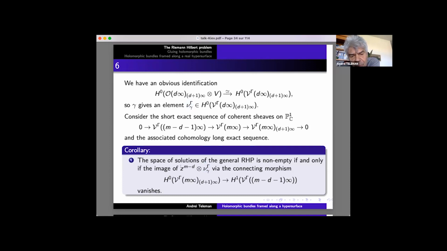Of course I have to twist it with this element, with this section, in order to land here. So the space of solutions is non-empty if and only if the image of this object, which is essentially gamma, the given polynomial, vanishes. This is a clear existence theorem for solutions. So this solves the existence problem.